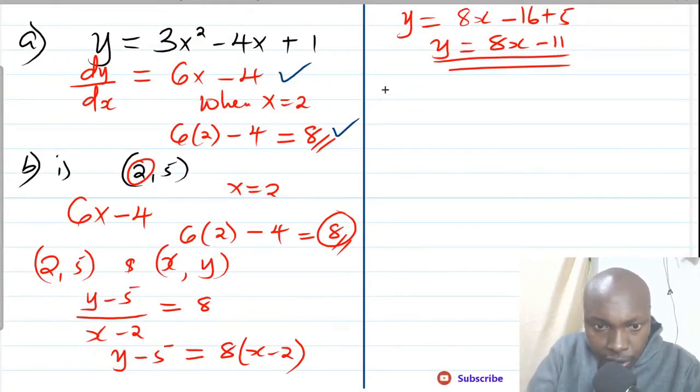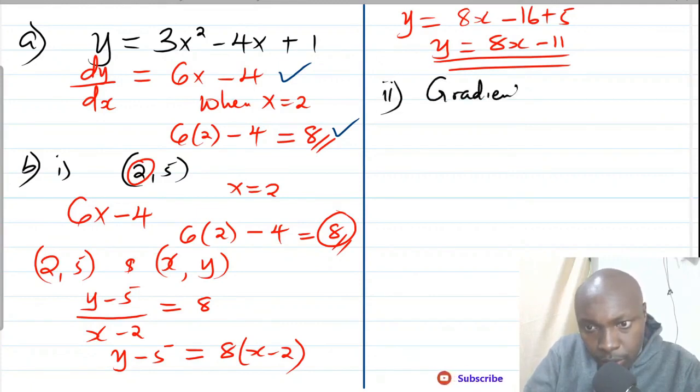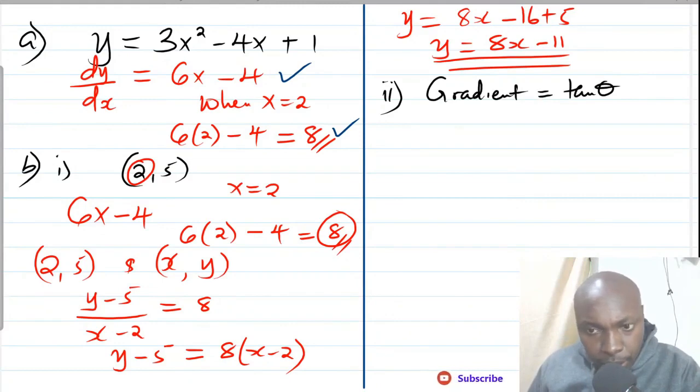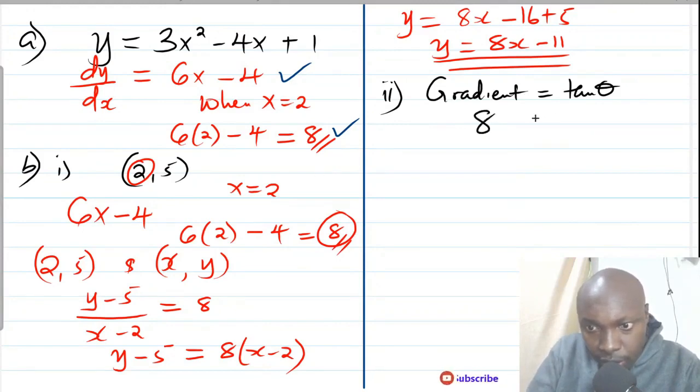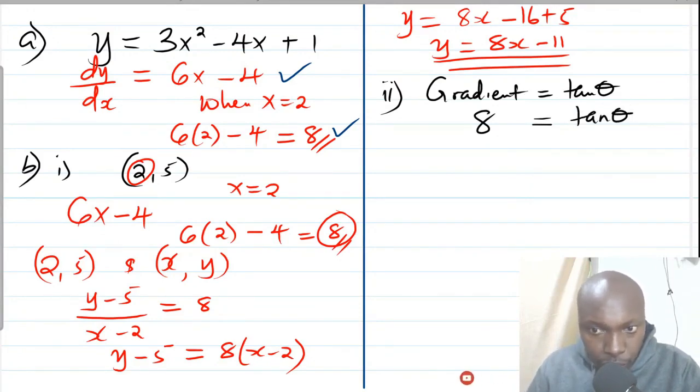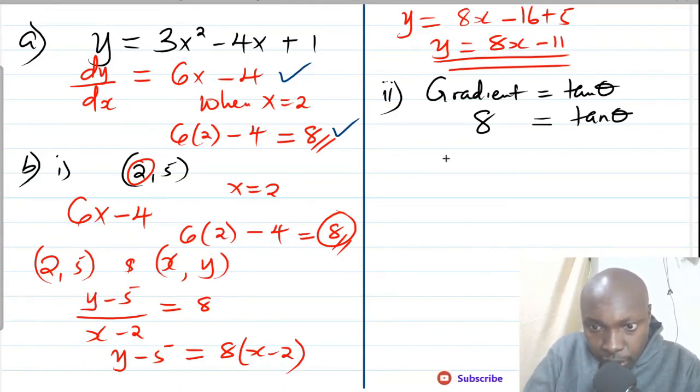And what is the gradient of this tangent? This is part 2. The gradient is equal to the tangent of the angle that this tangent is going to make with the horizontal. And the gradient of that tangent is given as 8. So 8 should be equivalent to the tangent of the angle that it makes with the horizontal. So this is what you need to work out to get the value of the angle.